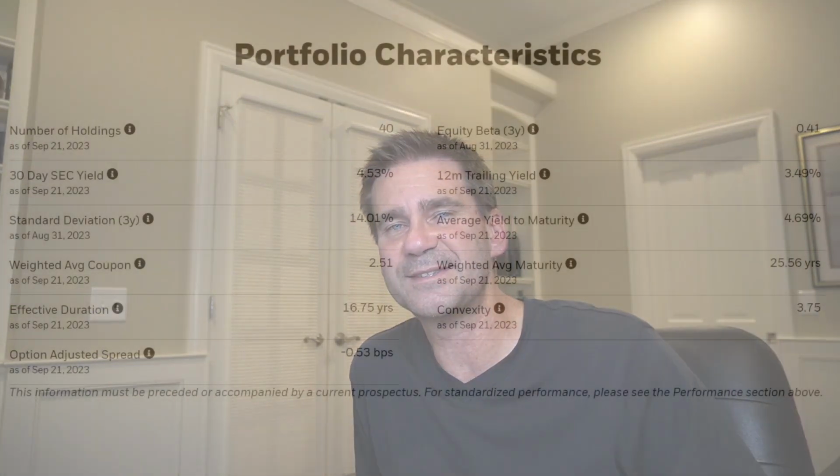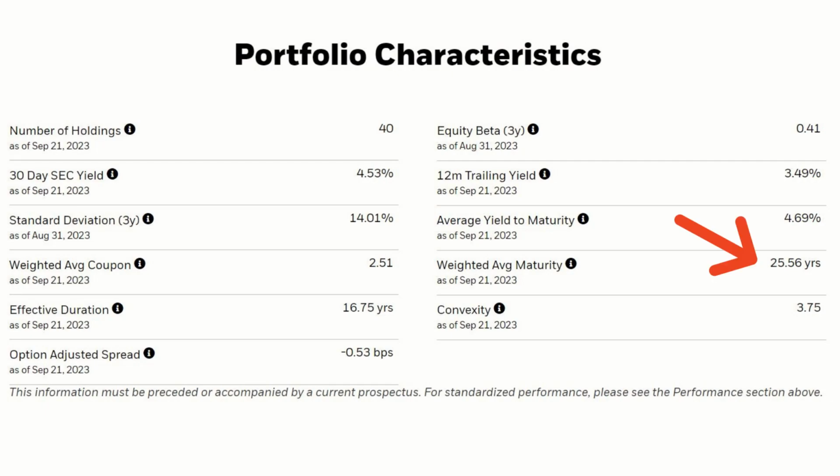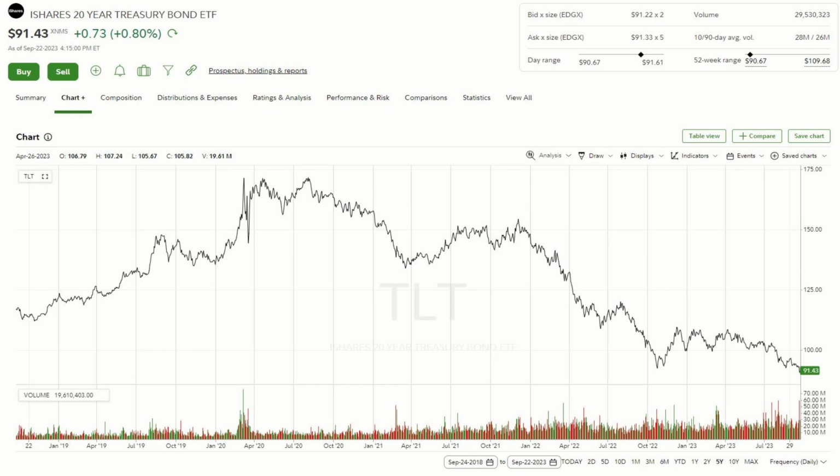So with TLT, we have a totally different animal because we have duration exposure. On average, the bonds in TLT will mature in about 26 years. That's very different than the T-bills in HEQT. So that's one of the reasons if you look at a chart right now and you go back 3 years ago, it was up to almost $170 a share. And that's one of the reasons why it sits now at $91 a share. Interest rates have been on the rise. New bonds coming out are paying more. That's making the old ugly bonds in TLT not look so attractive, driving the price down.